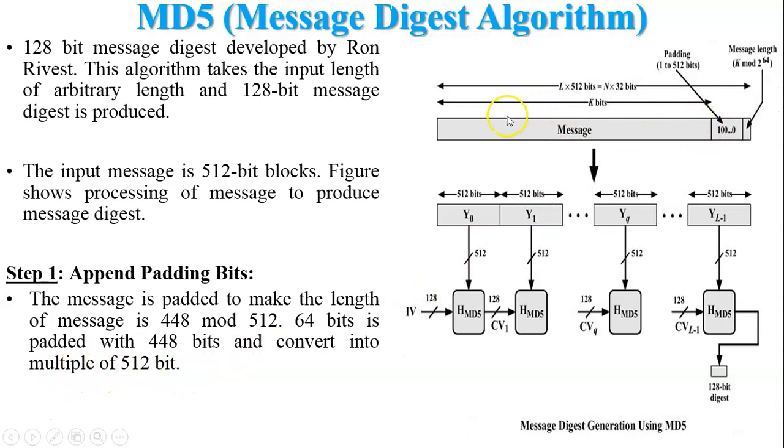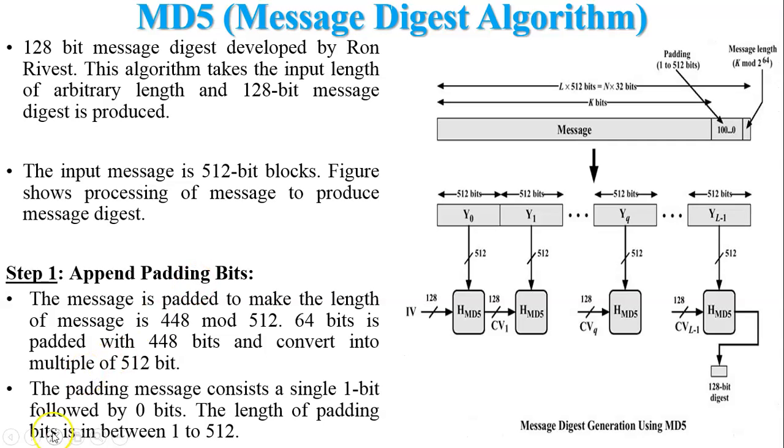Now in this figure you can see the message, then the appended padding bits, and at the end the message length is added. The purpose of adding the message length is to increase the complexity of the algorithm. Here you can see the original message converted into 512-bit blocks, so a multiple of 512 bits. Next, the padding consists of a single 1 bit followed by 0 bits. In this figure, in the padding bits the first bit is 1 and the remaining bits are 0. So the length of the padding bits is between 1 and 512.